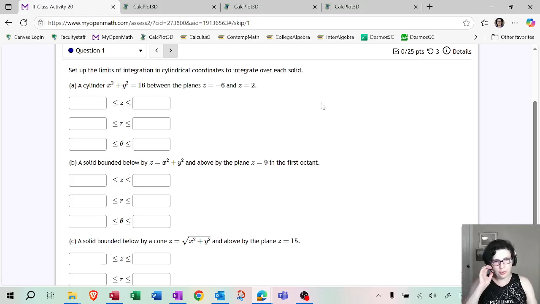Hi guys, in this video we are going to take a look at setting up limits over cylindrical coordinates over each solid. Alright, so the first one is the cylinder, and how we know it's a cylinder is because we have a missing variable, right? So x and y are there, but z is not. So if you look at it, x squared plus y squared equals 16 is just a circle with radius 4. But if you go into the third dimension, then z could be anything and you get yourself a cylinder where z is any number. But here it's between z equals -6 and z equals +2.